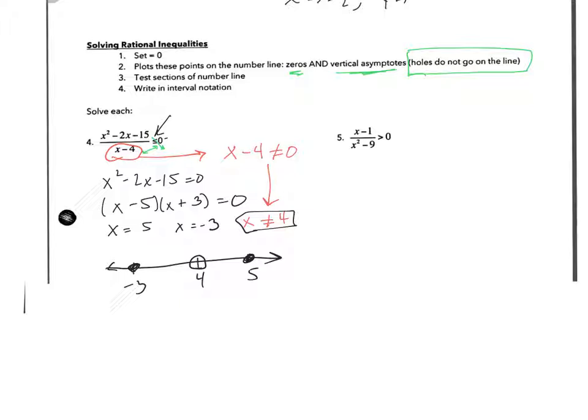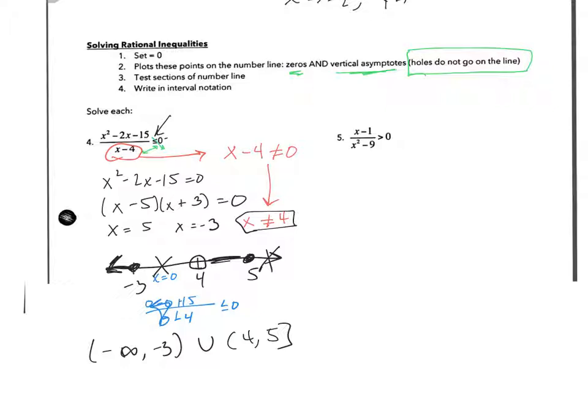Pick an interval to test. I'm going to test x equals 0. Plug it into the original. So we have 0 minus 15 over 0 minus 4. And is that less than or equal to 0? Well, this is 15/4, which is positive, so this is a no. So here we have an answer in this section, answer here, and no answer here. So interval notation: negative infinity to negative 3, union 4 to 5. Oops, sorry, I wrote down 5, but I said infinity.